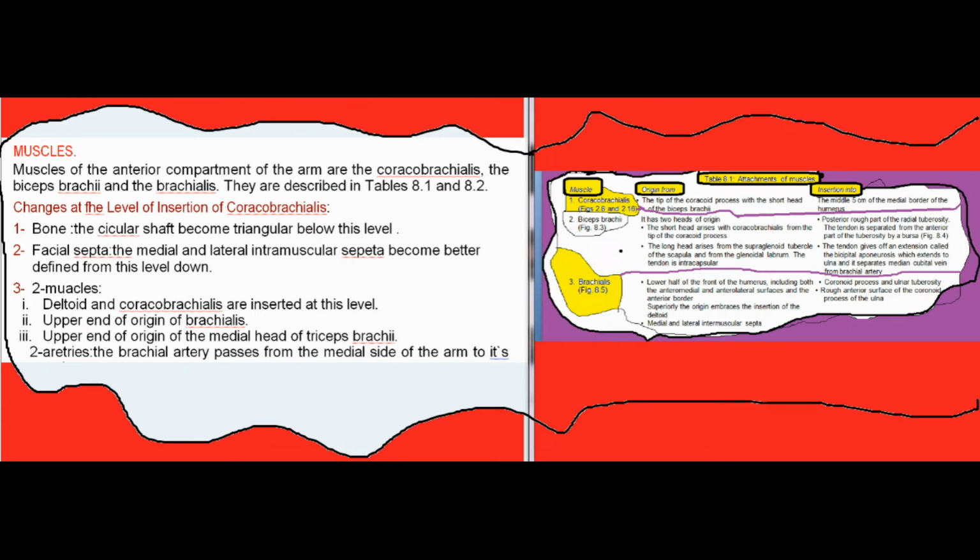Muscles. Muscles of the anterior compartment of the arm are the coracobrachialis, the biceps brachii and the brachialis. They are described in tables 8.1 and 8.2.